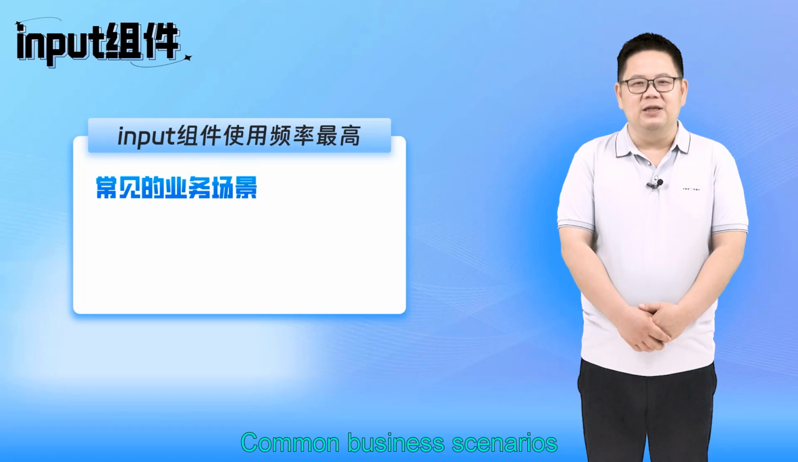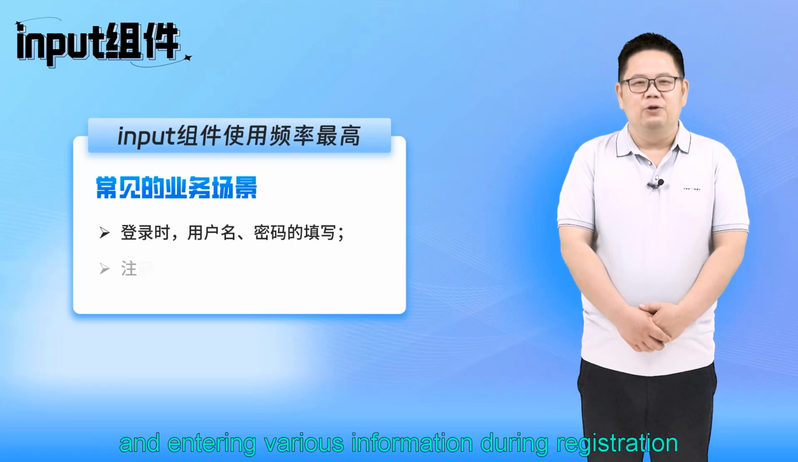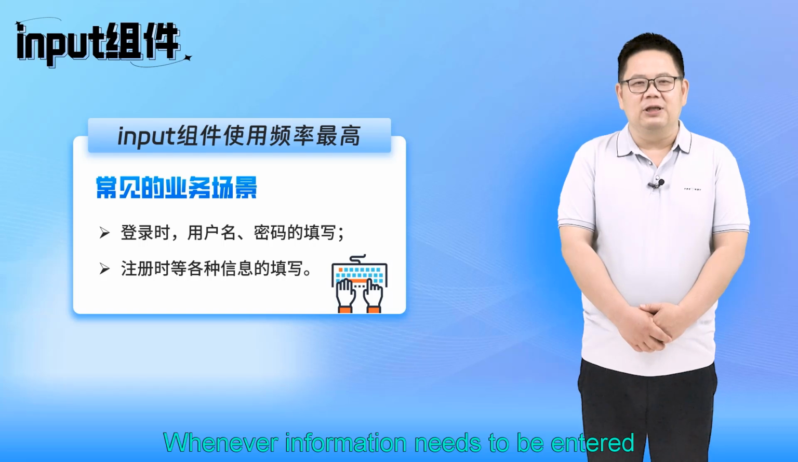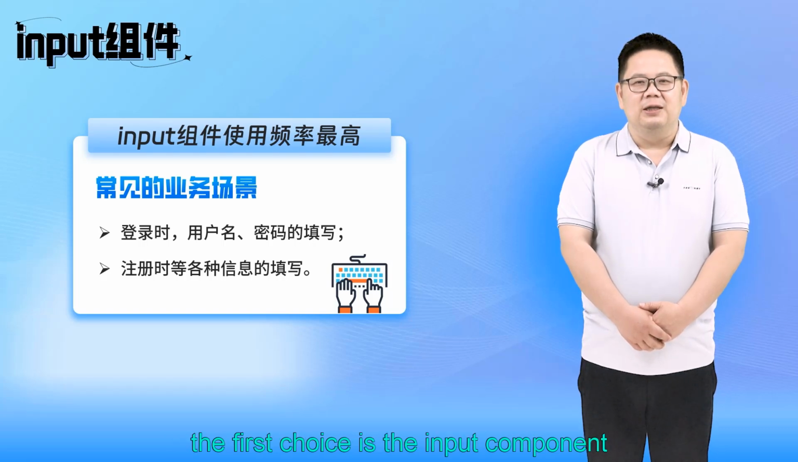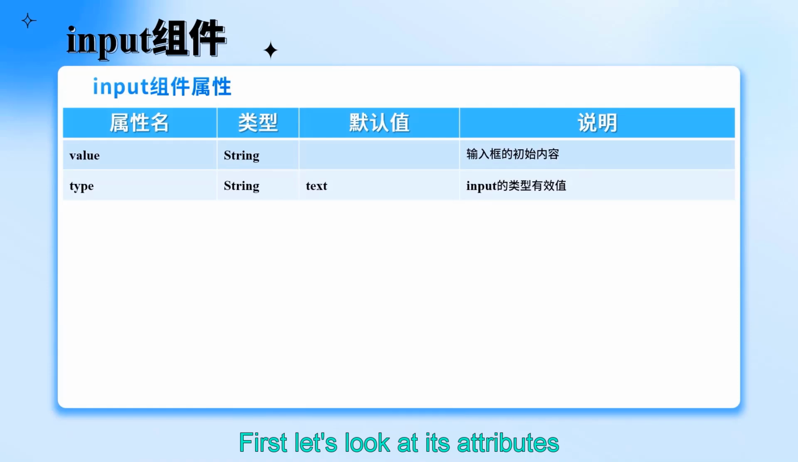Common business scenarios include entering usernames and passwords during login, and entering various information during registration. Whenever information needs to be entered, the first choice is the input component. First, let's look at its attributes.